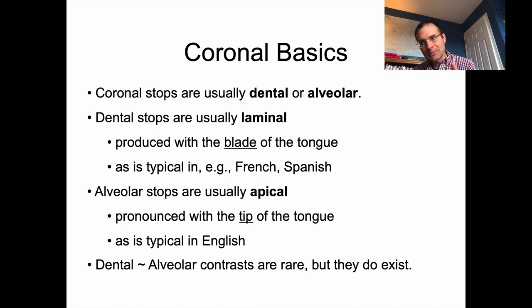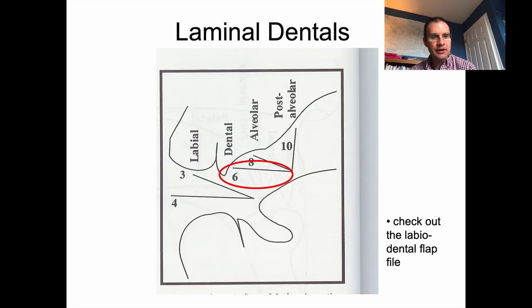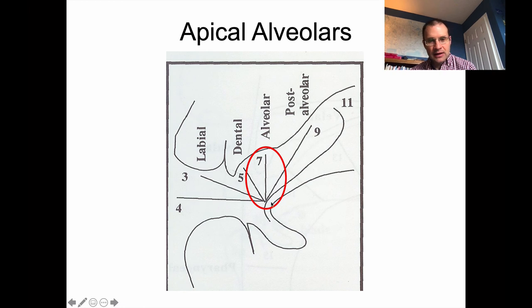There is the possibility of dental versus alveolar contrasts in language. They're not common, but they do exist. And I'll give you an example here in a second. But just to make this super clear, this is the mid-sagittal diagram zoomed in on this very front part of the mouth. This is the apex, the tip of the tongue, and right behind it is the lamina or blade of the tongue. If you make a dental, typically what happens is you push this blade of the tongue against the upper row of teeth and make contact there. But when you are making an apical alveolar, you just lift the tip of the tongue so it makes contact with this ridge, this little bump right behind the teeth. Okay, that's how you make these.